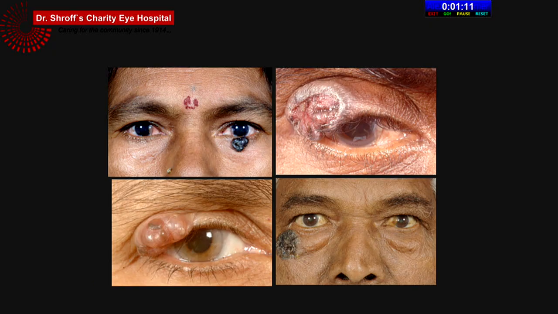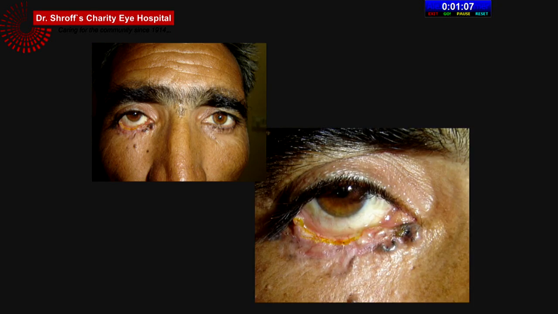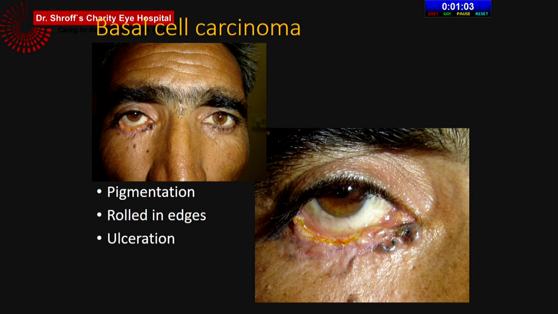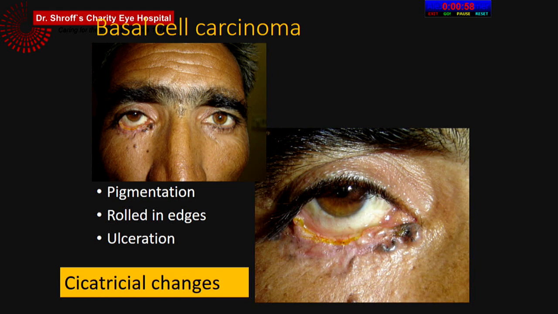Moving on to the BCC, again, this is how we commonly see them. What's important is to recognize this pattern, the sclerosing variant of BCC, which again presents with a lot of cicatricial changes, like an ectropion in this patient, with no localized mass.